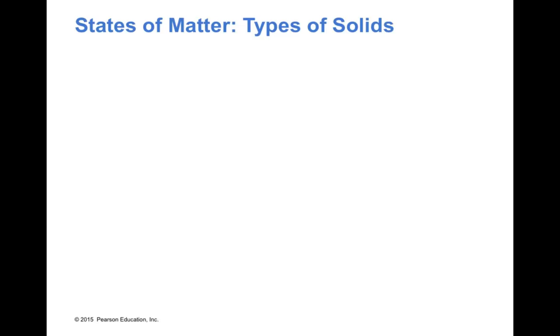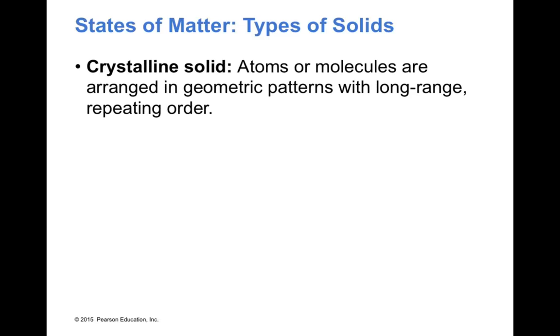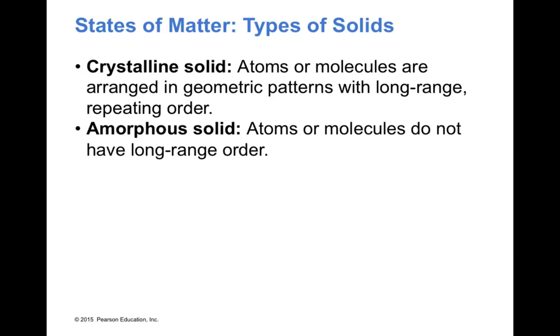There are two types of solids: the crystalline solid, that are atoms or molecules that are arranged in geometric patterns with long-range repeating order, and also the amorphous solid, that are atoms or molecules that do not have long-range order.